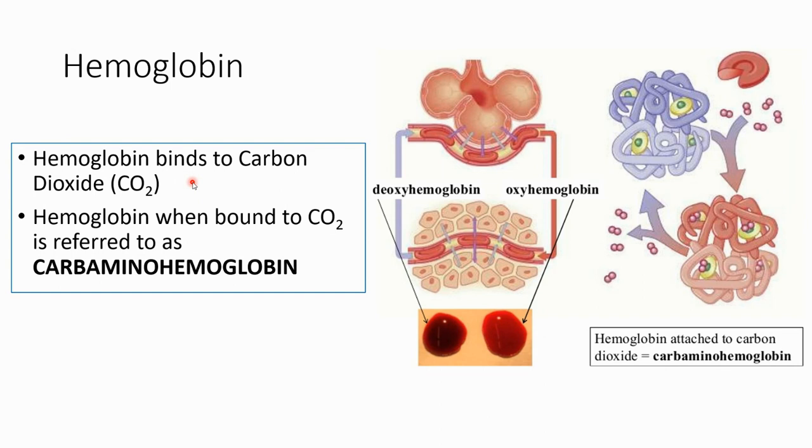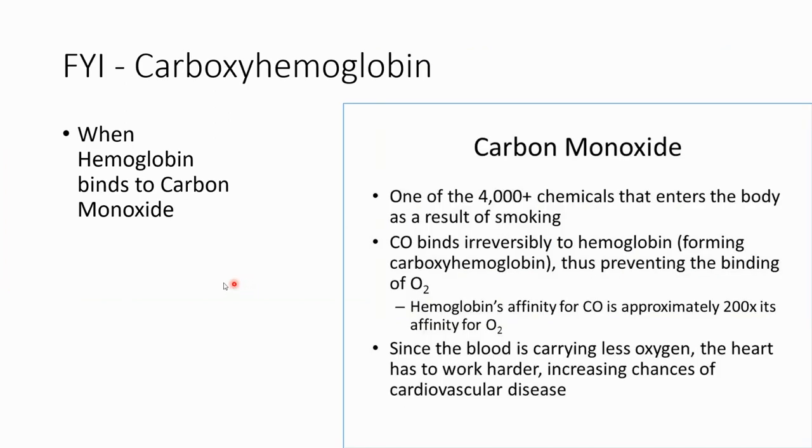Hemoglobin not only binds to oxygen, hemoglobin can also bind to carbon dioxide. And when the carbon dioxide binds to the hemoglobin molecule, it's called carbaminohemoglobin. There's also something called carboxyhemoglobin. This is actually when carbon monoxide is attached. Carbon monoxide is the result of a combustion reaction without enough oxygen present. It would be like running a car inside of a closed garage, and that will have a result of increased carbon monoxide as a product.